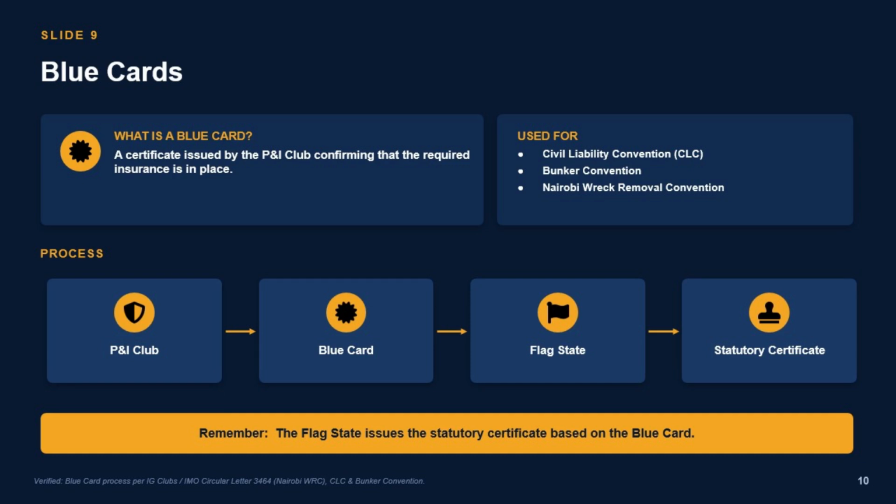Before we continue, we've now covered the complete emergency response process, security for claims, letters of undertaking, and blue cards, some of the most important practical topics in P&I insurance.